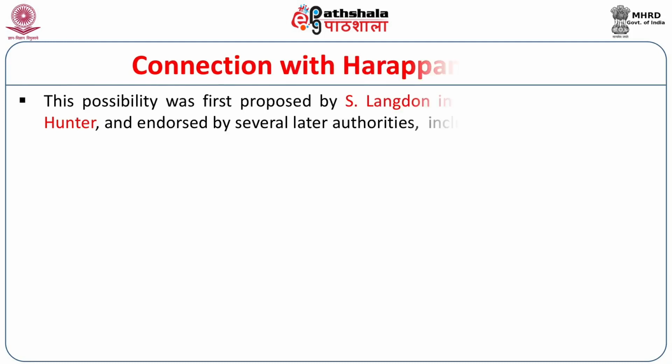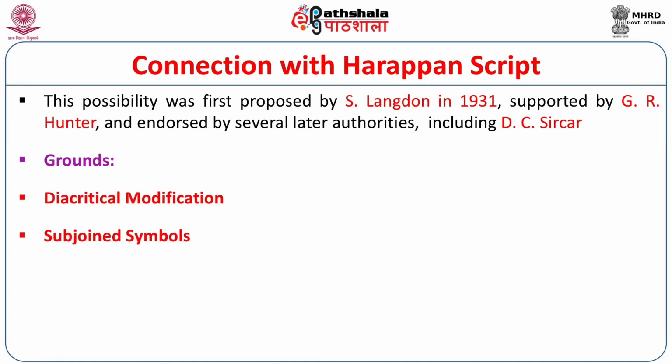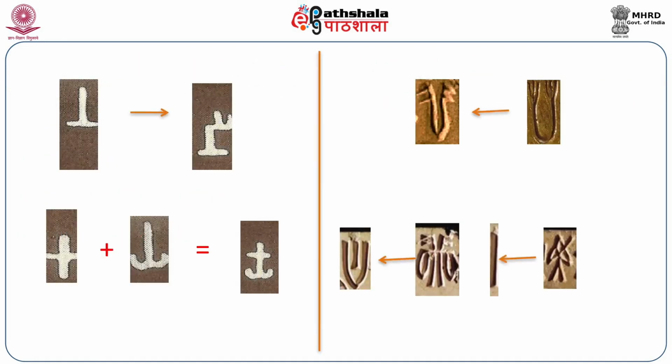Langdon was the first scholar to suggest this theory in 1931, followed by G.R. Hunter and, most significantly, D.C. Sarkar. This theory was based on two grounds. One is the point of diacritical modification of the Brahmi script, and the second characteristic was the subjoining of symbols in the Brahmi script. On these two grounds, they devised this theory. Here is an illustration of how they proposed this theory.